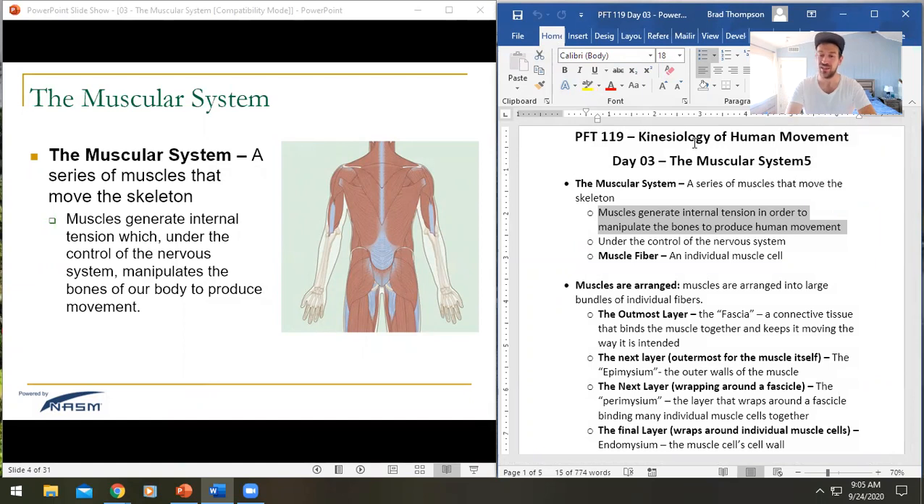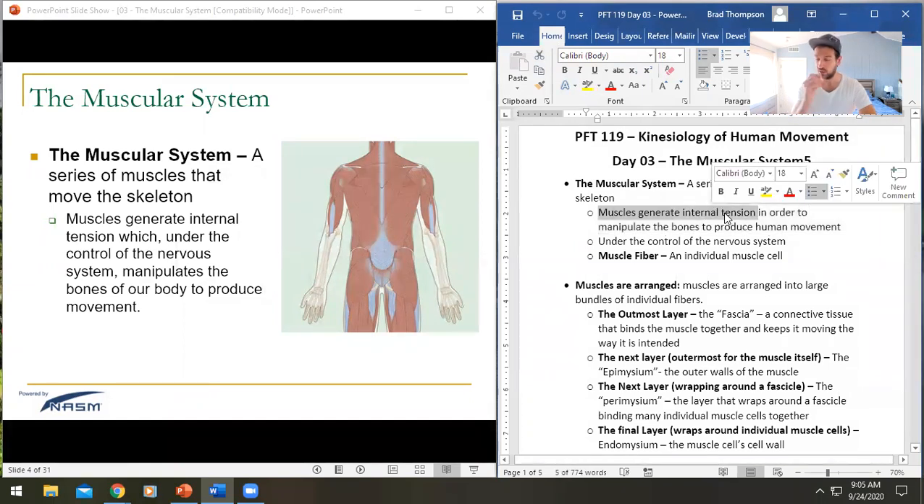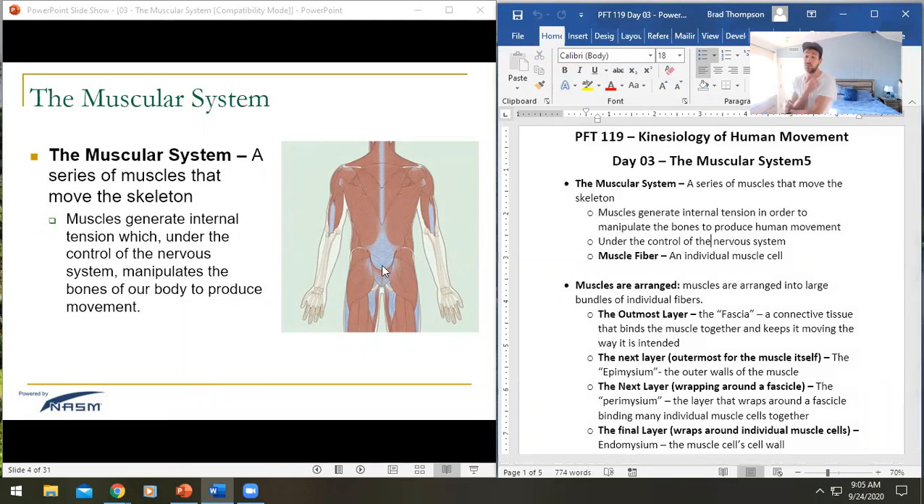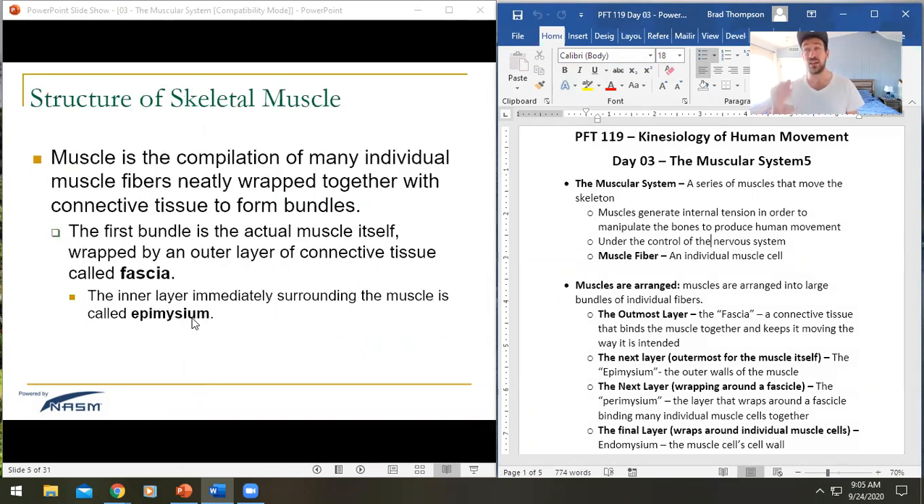Their job, like I said, is to generate internal tension in order to manipulate our bones and produce human movement. Now, your muscular system is under the control of your nervous system, whether that is voluntarily or involuntarily controlled. It doesn't matter. It's still under the control of the nervous system. Sometimes you're going to have involuntary parts of your nervous system firing your muscles for you. That's what a stretch reflex is called.